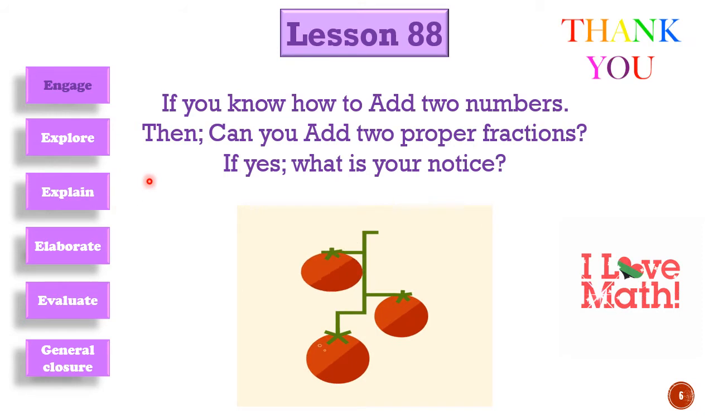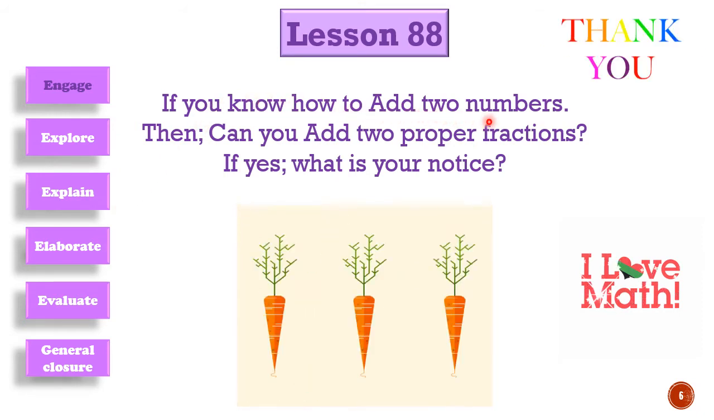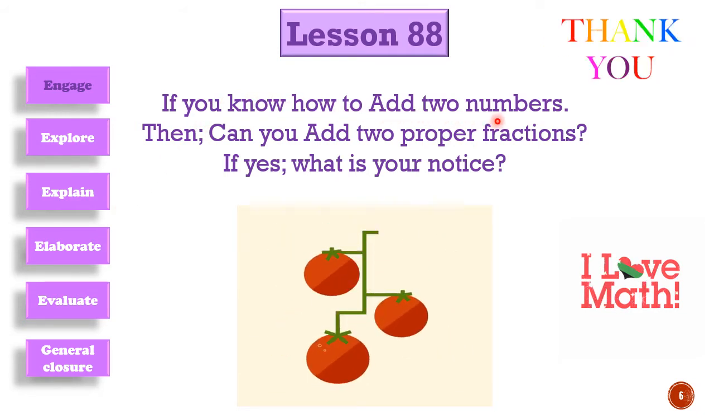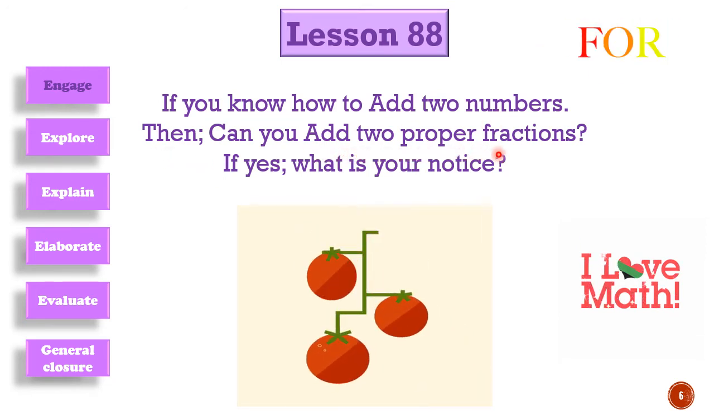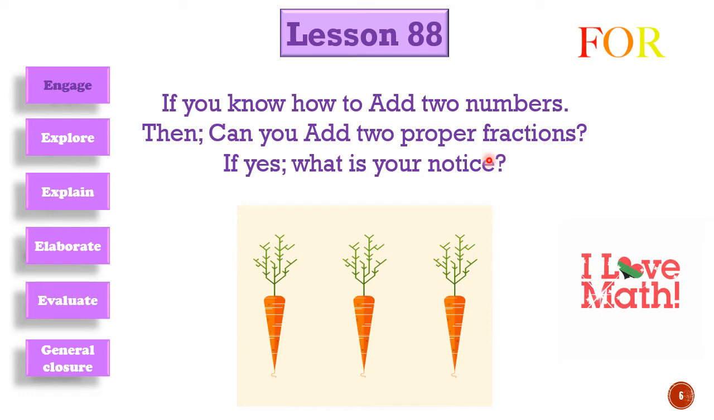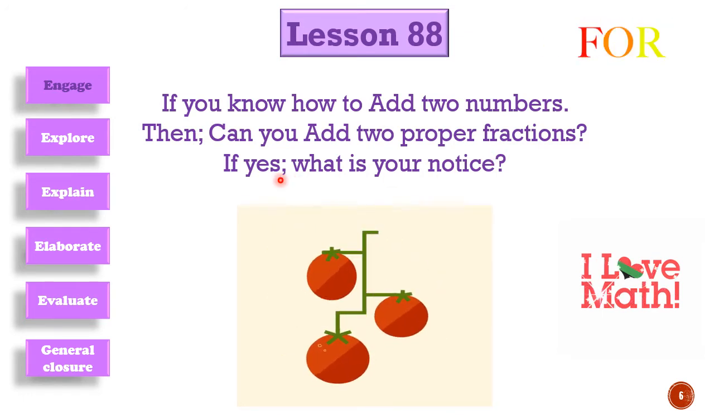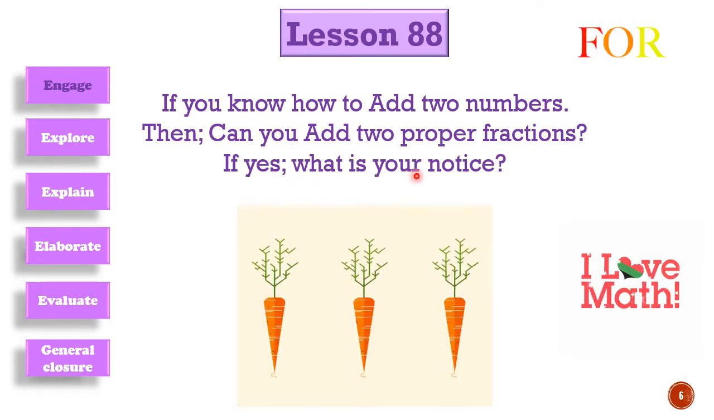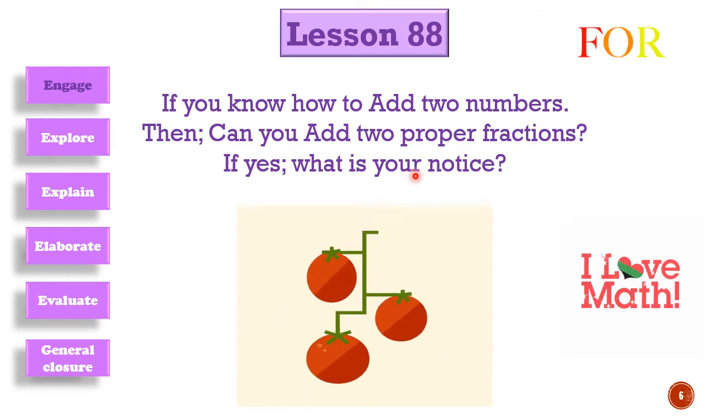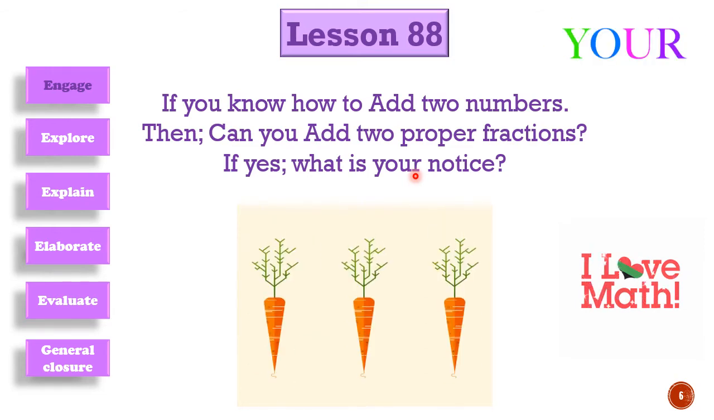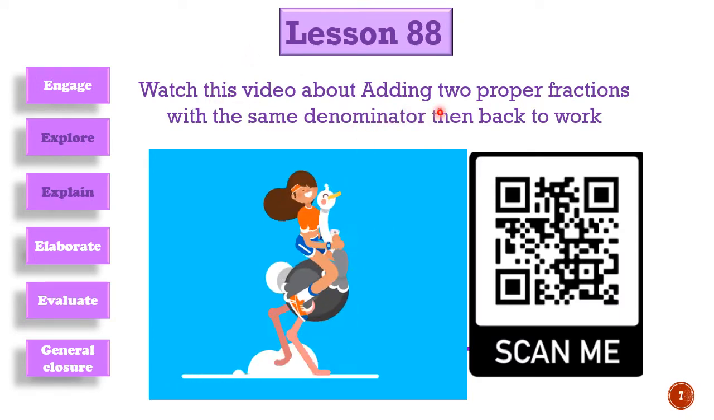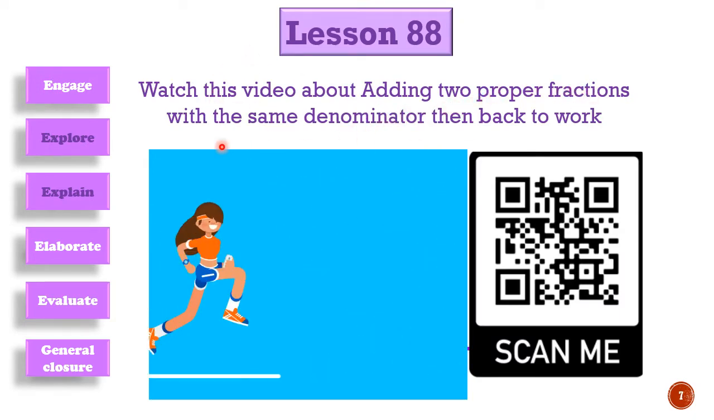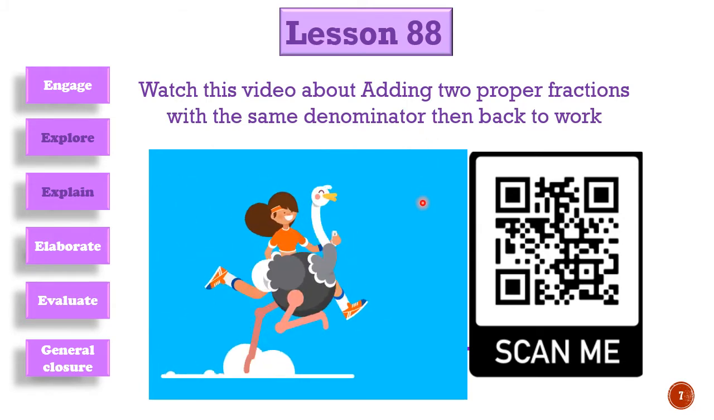If you know how to add two numbers like 2 plus 1 equals 3, then can you add two proper fractions with common denominators? If yes, what do you notice? How can you add them? Let's go. Watch this video about adding two proper fractions with common denominators and come back to work.